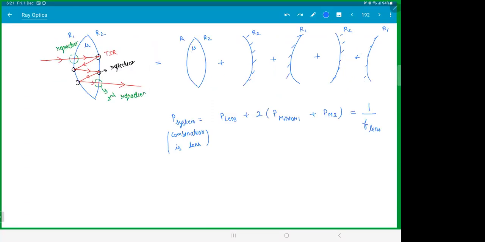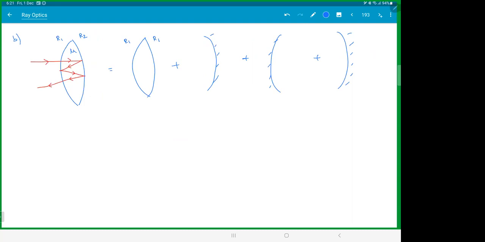Look at the previous question. Here the lens is entering from which side? R1. Leaving from which side? R2. So it's a lens of R1 and R2. But look at this case. The light ray is entering from which side? Refracting from which side? R1. Leaving from which side? R1. So what kind of lens is this? This is a lens made of both sides R1, R1, isn't it? It is not an R1 and R2 lens. Is that making sense? Since the ray enters and leaves from the R1 side, the lens should have both radii as R1.